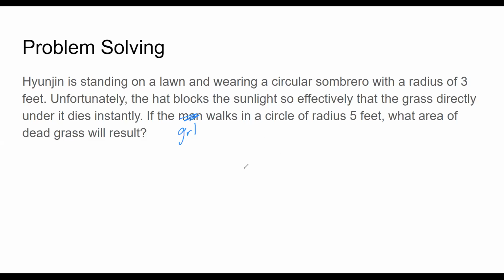So let's draw a picture here. So she's walking in a circle. Let's say this radius here is 5 feet, and the sombrero has a radius of 3 feet. So let's draw a sombrero here. Okay, good enough. Let's say this is the center of the circle, and then the radius here would be 3 feet. So they're asking for what area of dead grass will result.